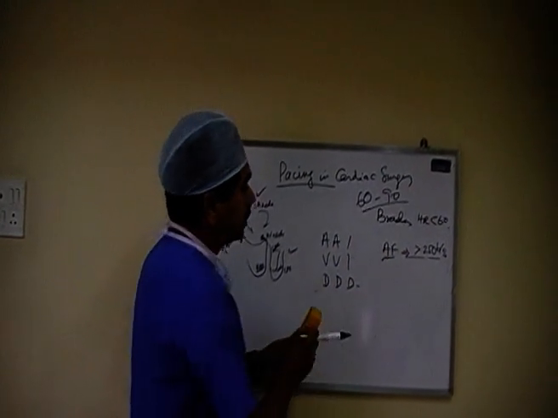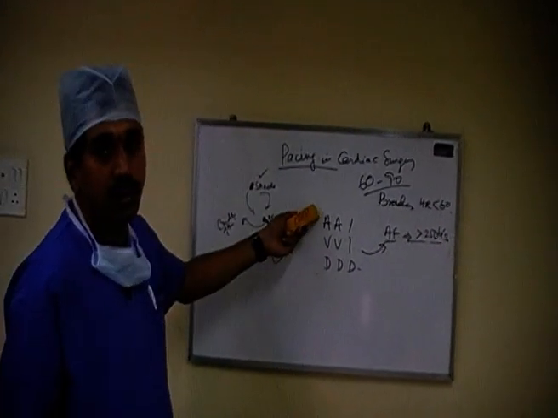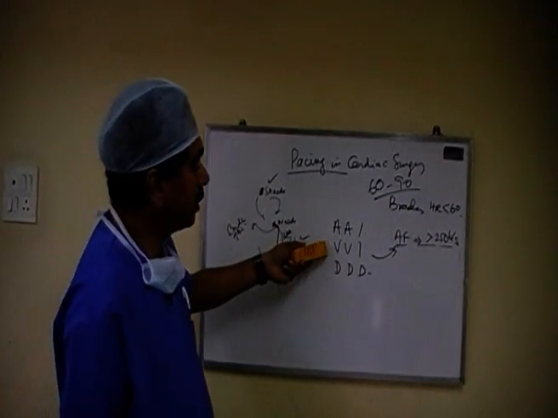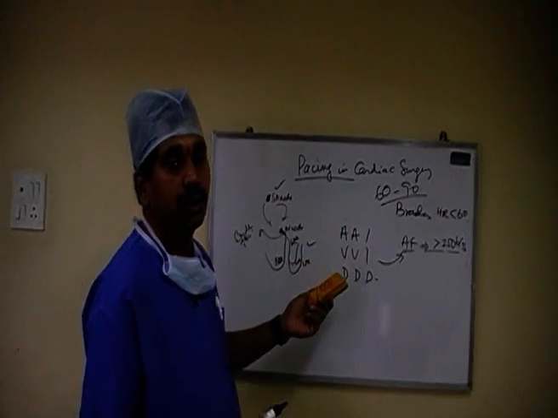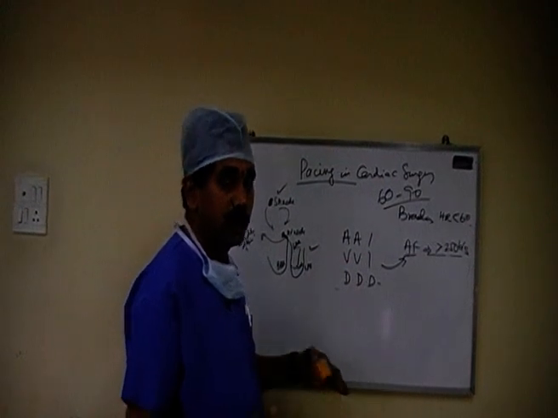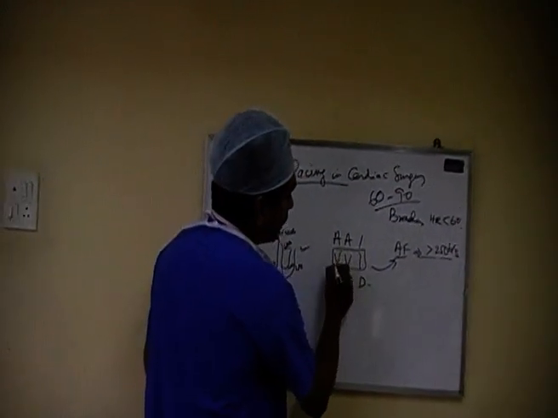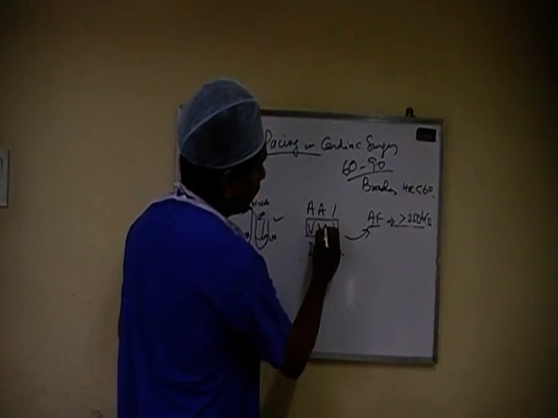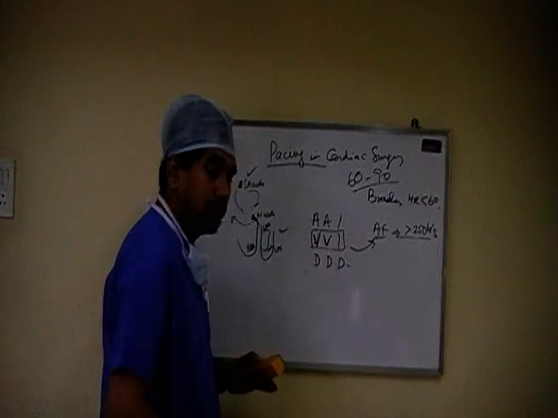In such situations, VVI is the best modality, because we cannot stimulate the atrium, but there will be AV dissociation, and the ventricles are firing at their own rate. And if the ventricular response rate is too slow, then VVI pacing, wherein if the ventricular impulse comes, it will inhibit itself, but if there is no impulse, then it will stimulate the ventricle.